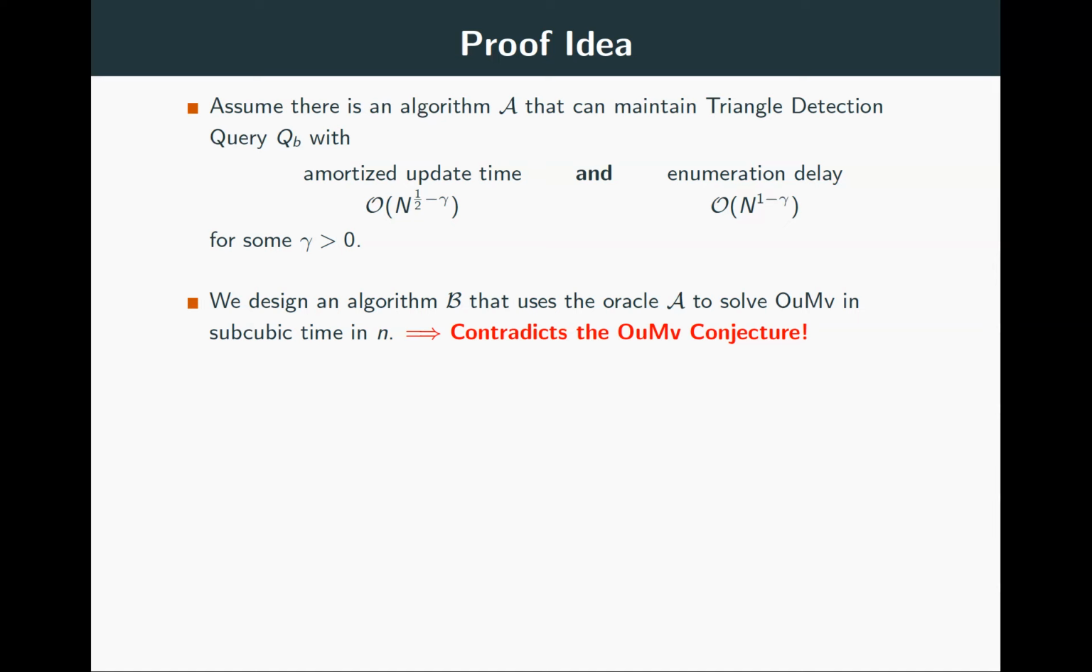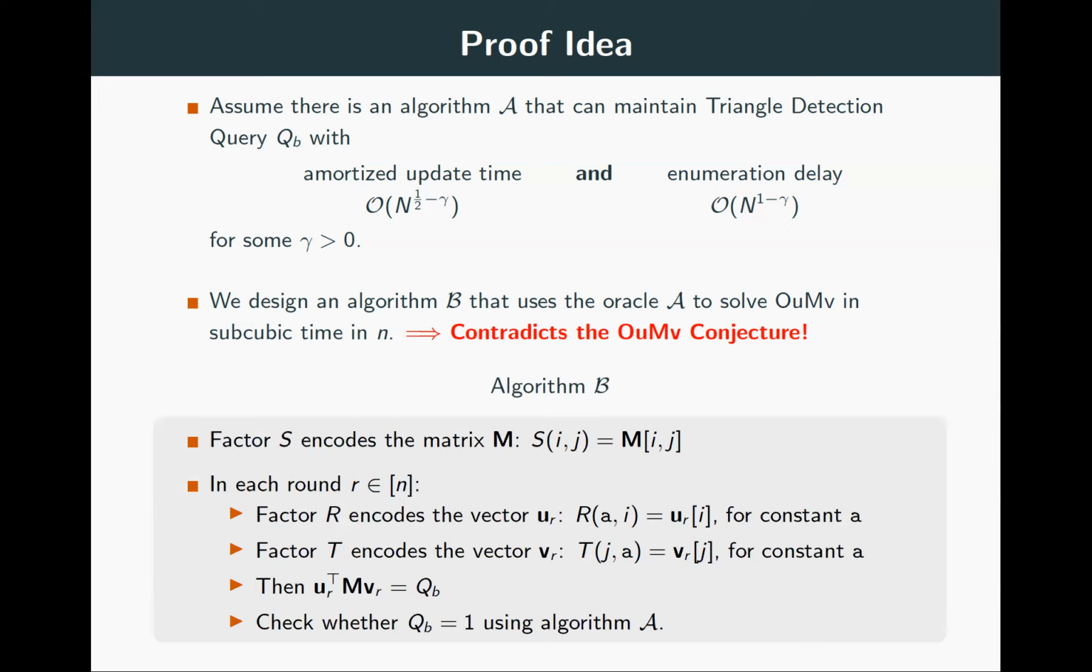So we design an algorithm B that uses the oracle A to solve OuMv in subcubic time in n, and this contradicts the conjecture. This is the algorithm, and it's very simple. We take the factor S to encode the big matrix M. How do we do it? At position ij, we put the matrix entry Mij. Then in each round of our problem, factor R will encode the vector u, and factor T will encode the vector v.